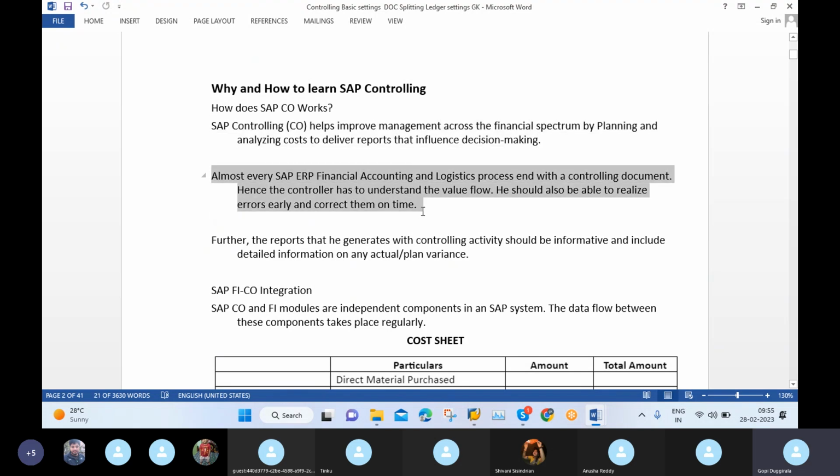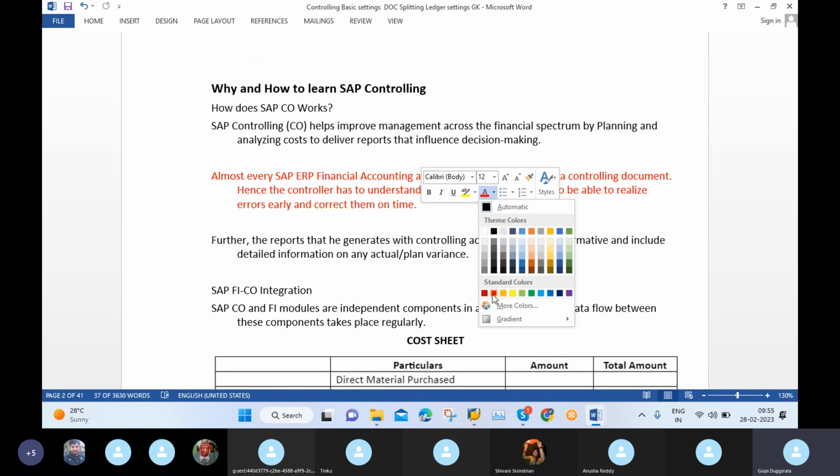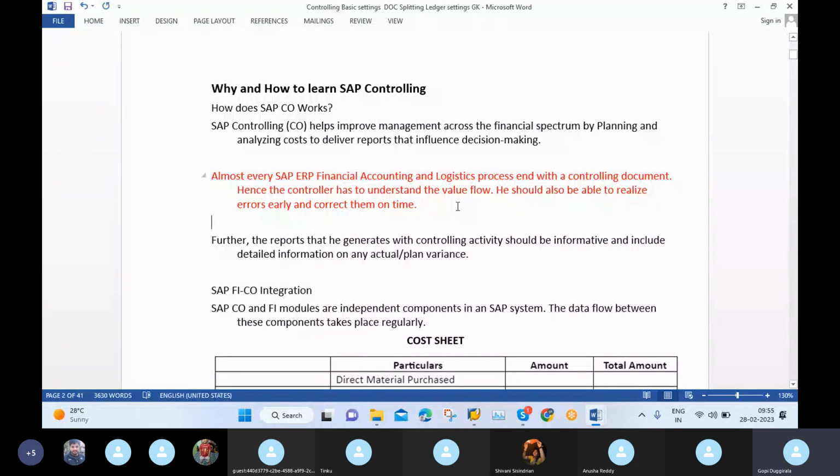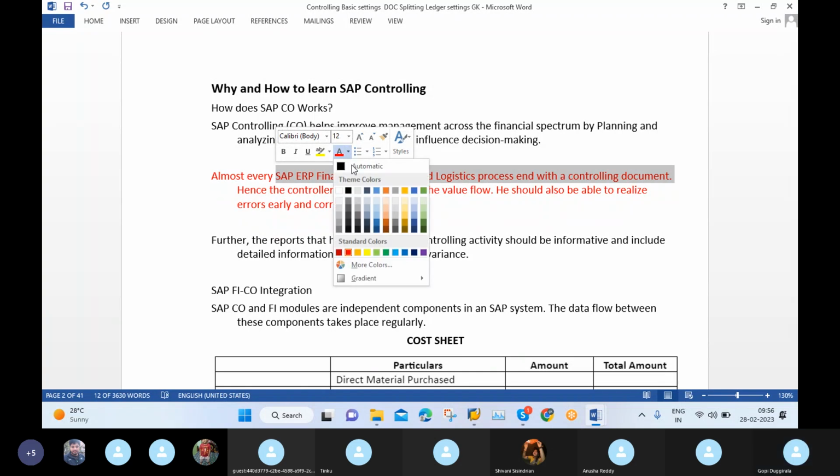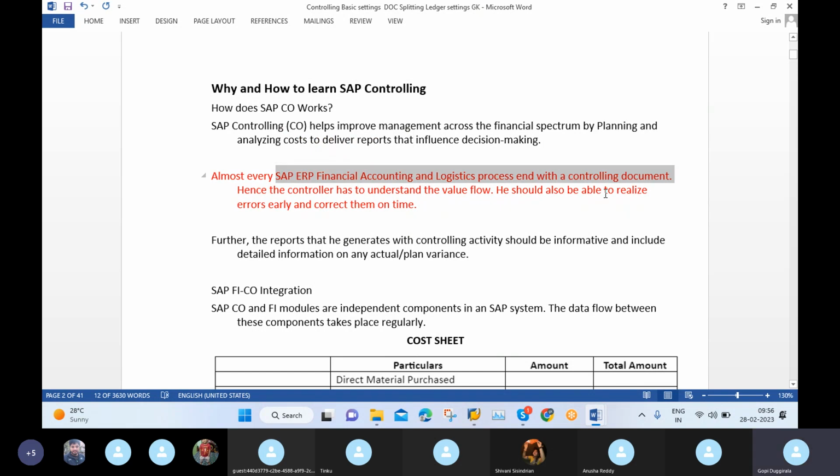And almost every SAP ERP financial accounting and logistic process ends with a controlling document. Hence, the controller has to understand the value flow. He should also be able to realize errors early and correct them on time. This is also a very, very important point. It means if you consider any financial accounting and logistics process, it ends with one controlling document.